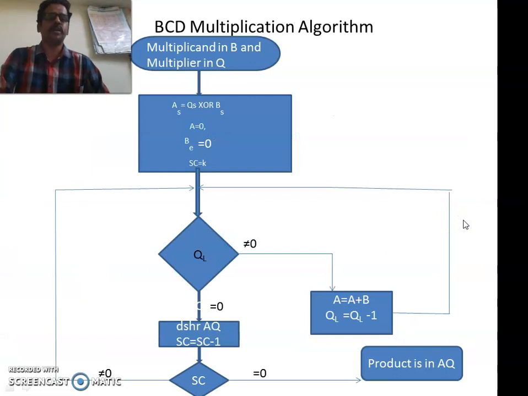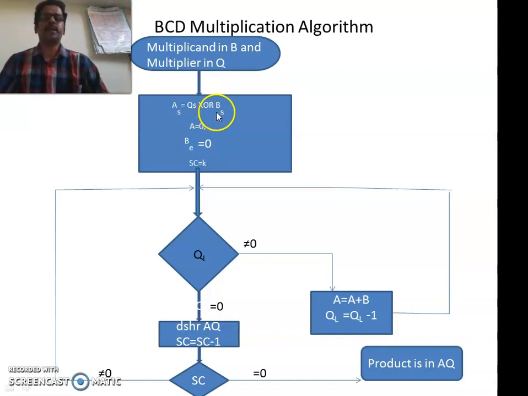Now we have come to the BCD multiplication algorithm part. Multiplicand is stored in register B and multiplier is stored in register Q. While performing the multiplication operation, if the signs of two numbers are different, the result is going to be negative. If the signs of two numbers are same, the result is going to be positive. Please note that we are going to handle the signs separately. It is not getting involved in multiplication processing.